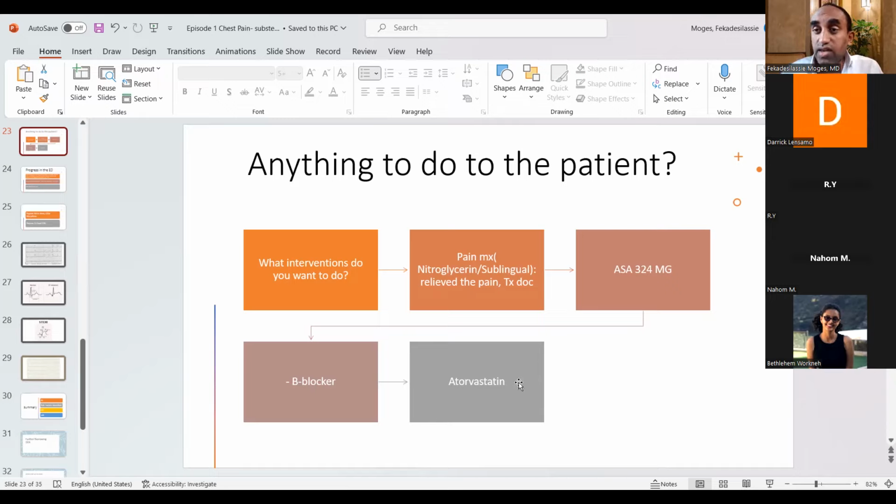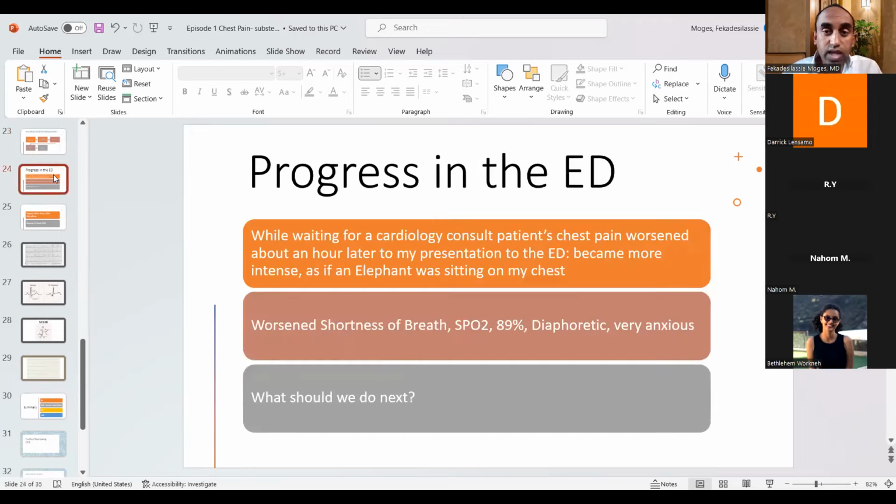And atorvastatin, you can give a statin as well. Okay, you can start them on high intensity statins. That's very important. So let me tell you the progress in the ED. While waiting for cardiology consult, yes, quiet, please.